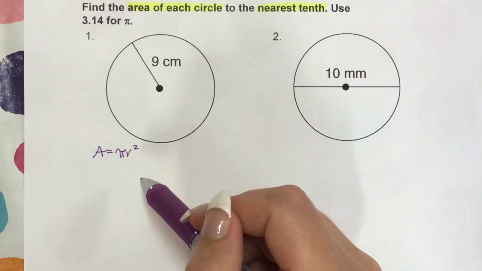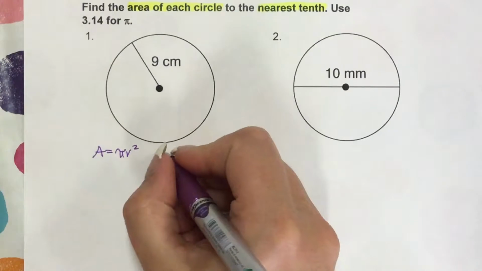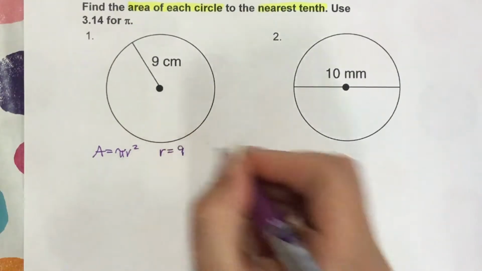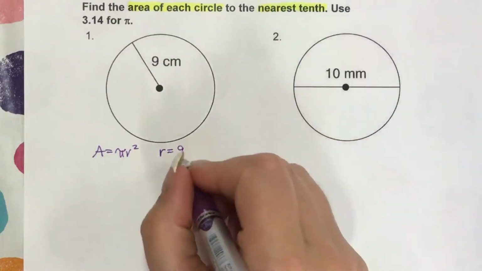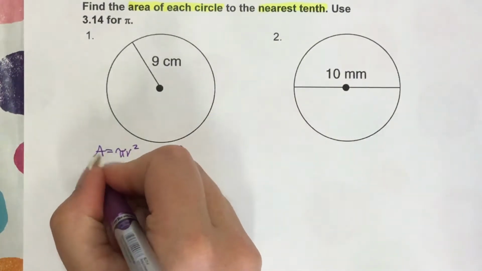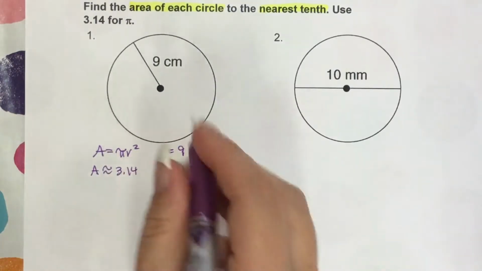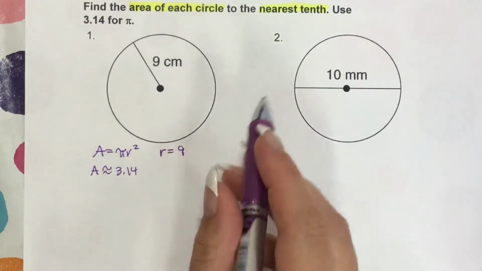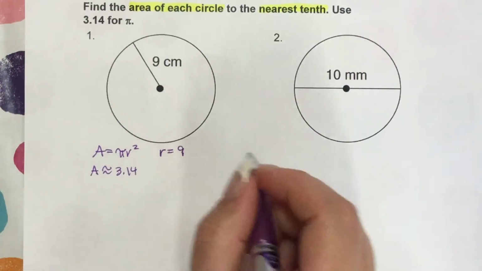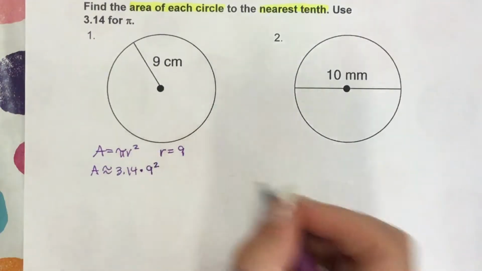Now we just need to define our terms. So the thing that we need to know is the radius. The radius is 9. So we're going to say radius is 9. And then we just substitute 9 in for r. So I'm going to get area. I'm also going to substitute the 3.14, which means this becomes approximate because 3.14 is an approximate value of pi. It's not the exact value. And then multiplied by 9 squared.